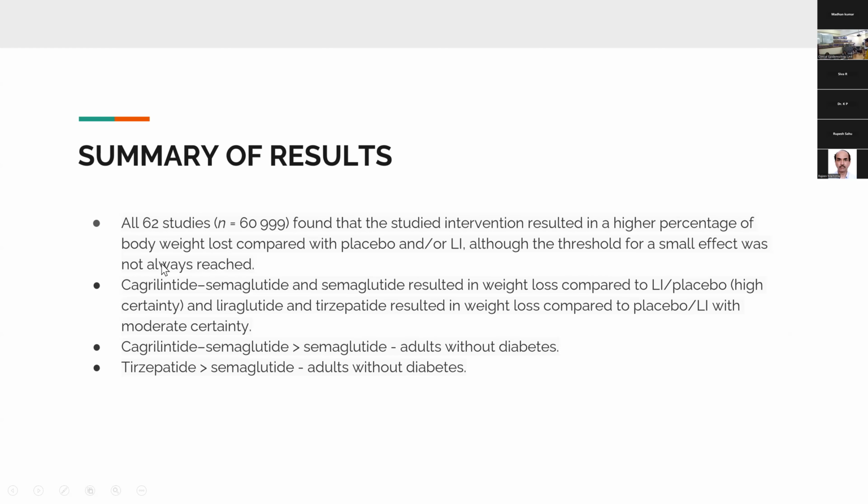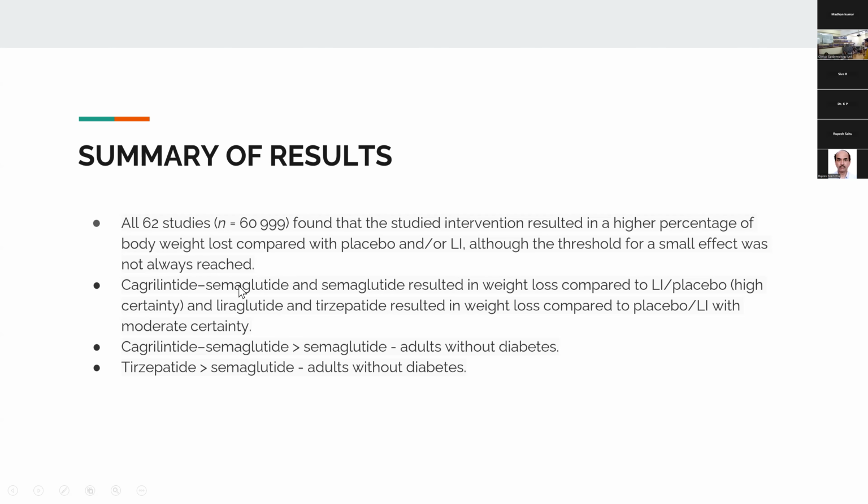Now our specific question was to look at body weight loss for our clinical scenario, right? So in all 62 studies, 60,999 participants, any intervention was better than lifestyle or placebo for weight loss. This is only for weight loss, okay?